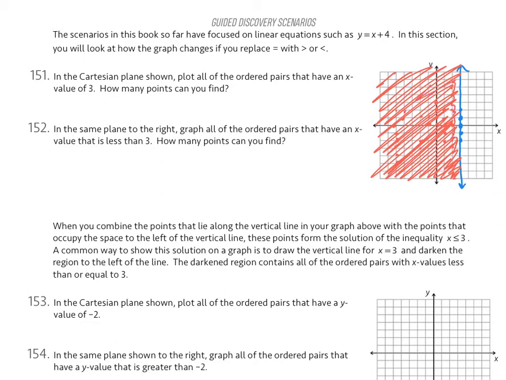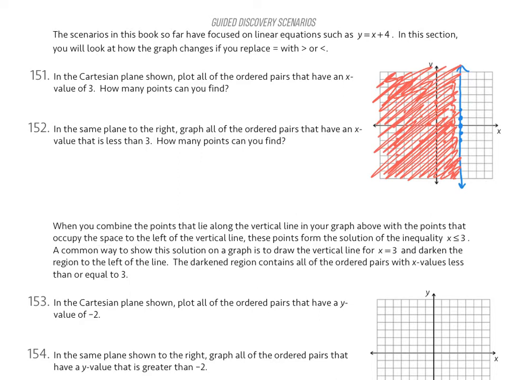And so we see something for the first time in this book. Instead of plotting points that lie along a line, we can shade in an entire section, an entire region, to show points that make a mathematical statement true. In this case, this red region represents all of the points that have an x value that is less than 3. Now I'll continue reading.